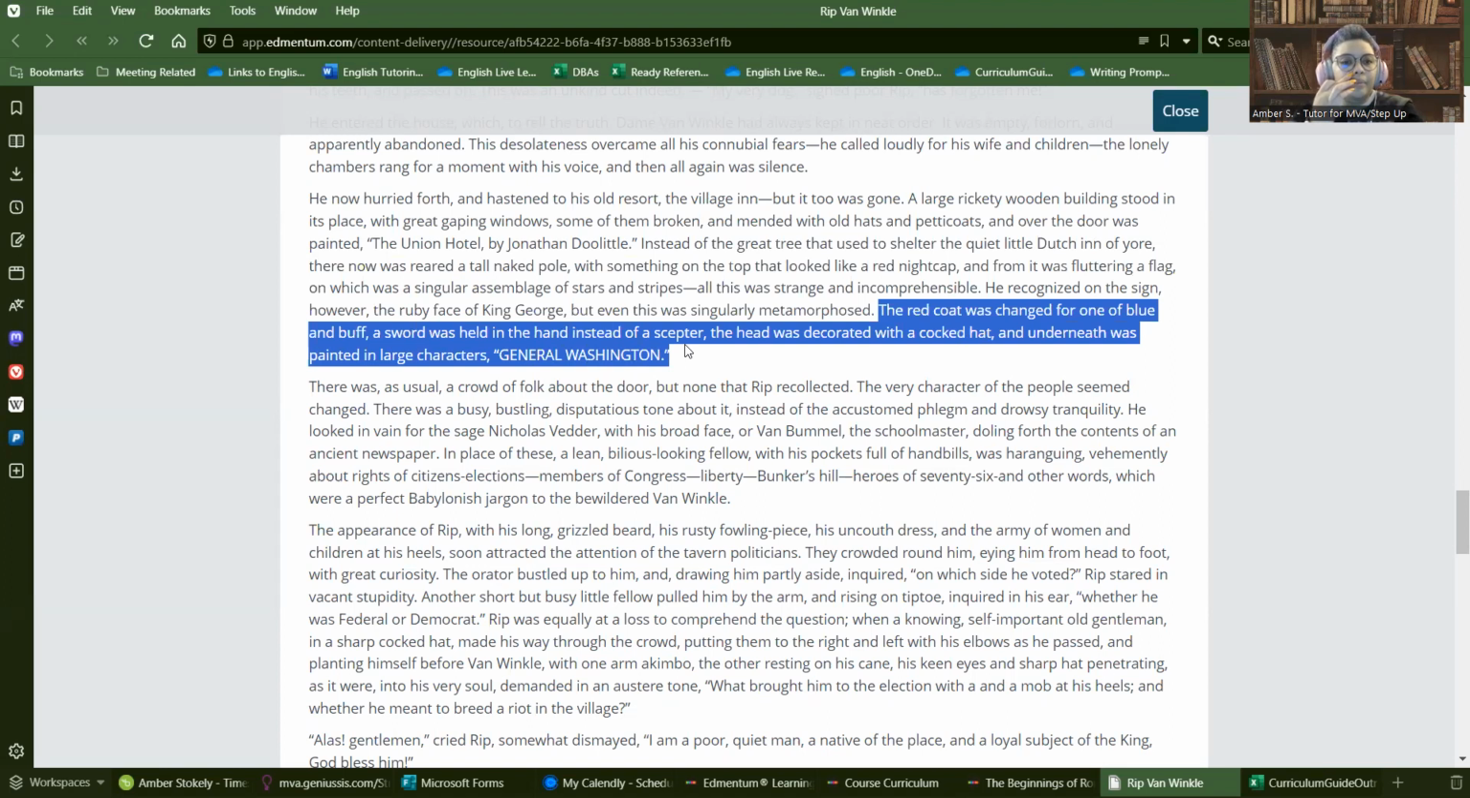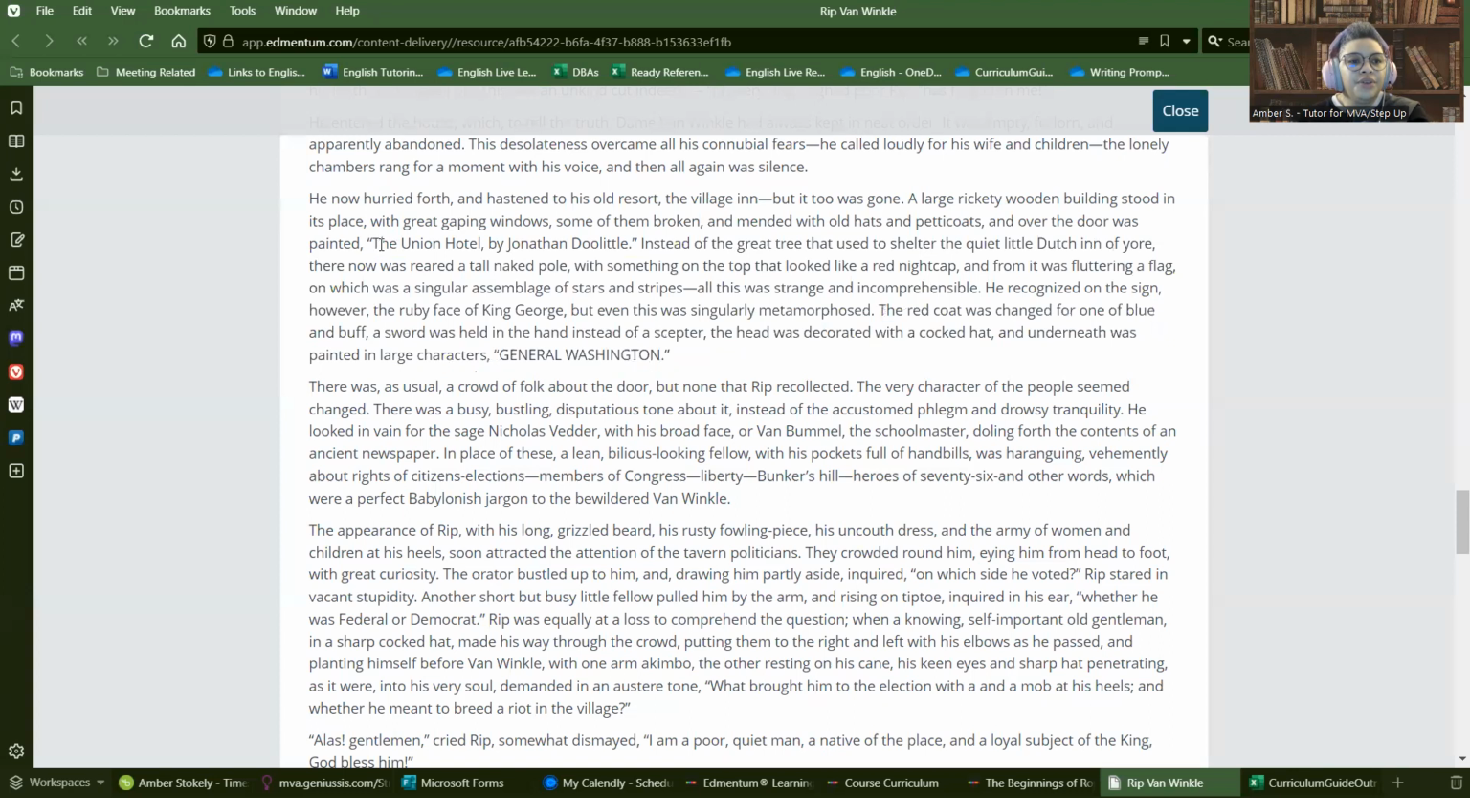So he's seeing all the changes that have taken place. We're seeing the difference between what he's used to seeing and what he's seeing now. They're giving us descriptions so that we can go back and compare to what the building looked like before. Remember that this said the Union Hotel, right? So not only are we in the future, but the Union is something that happened during the Civil War, right? So we're not just a little bit in the future of the country. We're a lot in the future, at least for Rip.